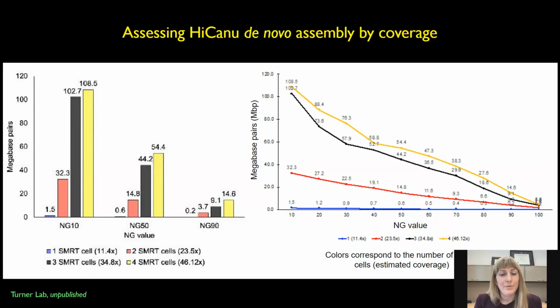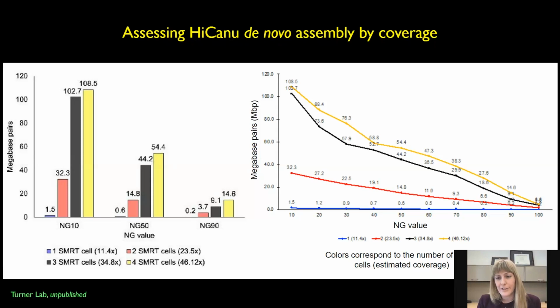And I hope what you can appreciate as you look at NG10, which would be the 10%, NG50 is 50%, NG90 is 90%, is that there's this really large jump between 2 SMRT cells and 3 SMRT cells, where our assembly just gets much better at 3 SMRT cells. Now on the right-hand side, I'm showing you this across the distribution, from NG10 all the way to NG100. Again, you can see this big jump.